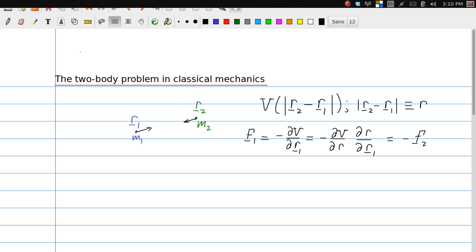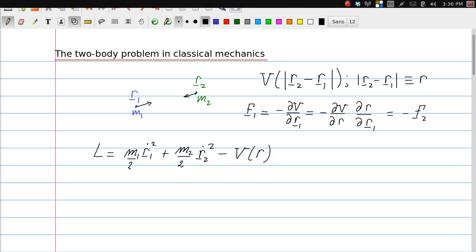The two-body problem in classical mechanics describes the motion of two particles orbiting around each other. The particles are called m1 and m2, those are their masses. The positions are r1 and r2, and they interact via a potential which only depends on the distance between the two particles, so that's r2 minus r1, the length of that vector. And that vector will occur more often, so we call it r, and its length is called r without a vector sign. The force on particle 1 is minus dV/dr1, and it can easily be shown that this is minus F2, in agreement with Newton's third law.